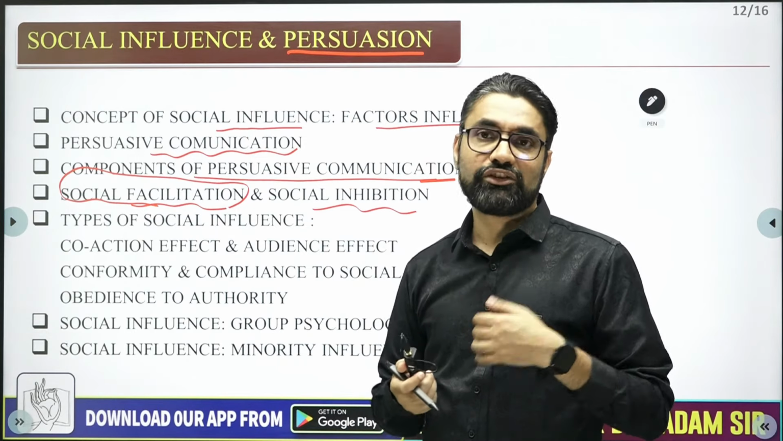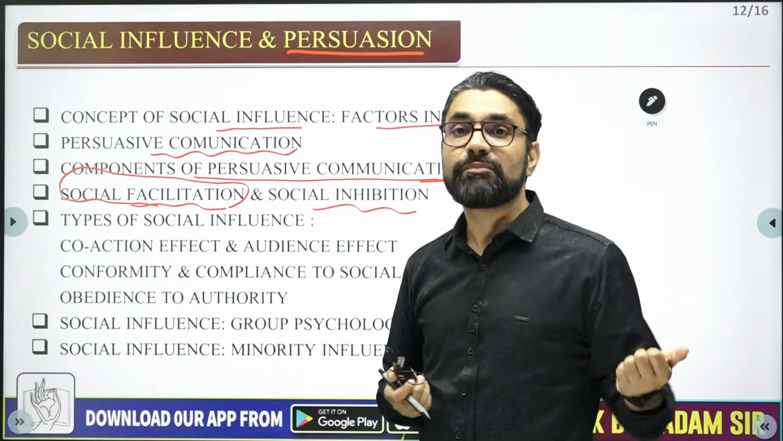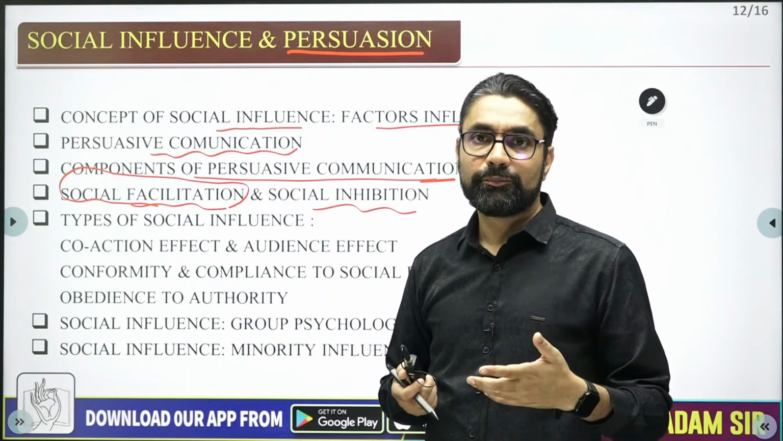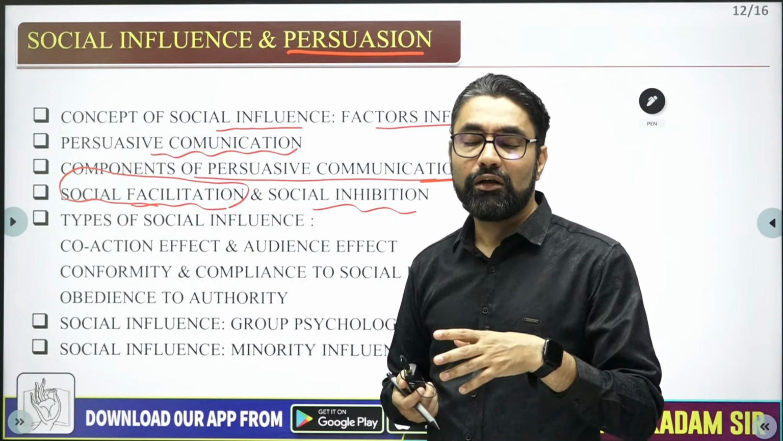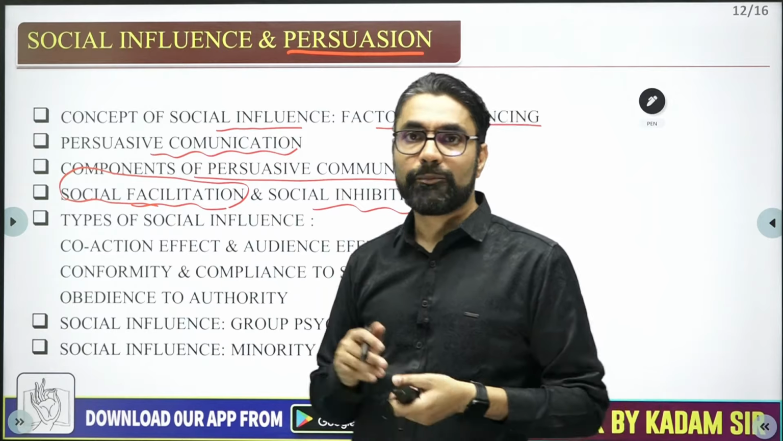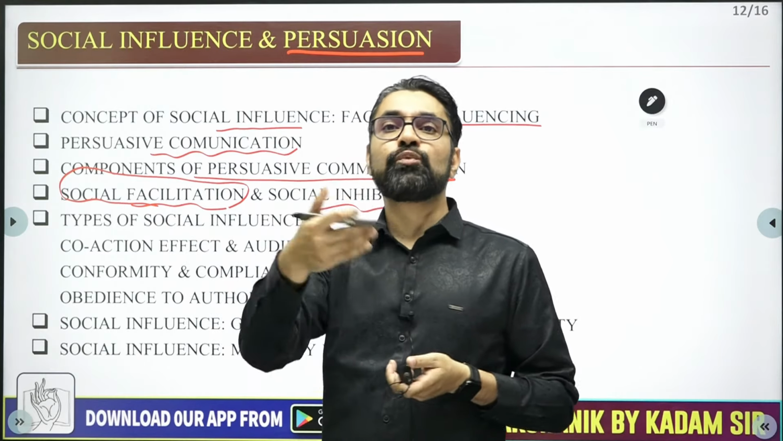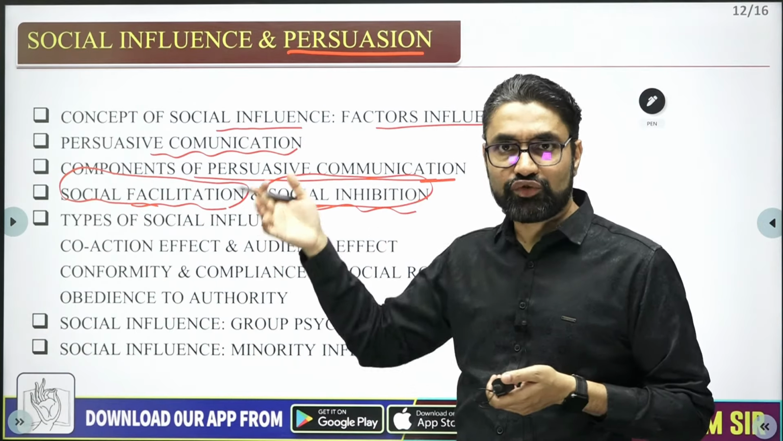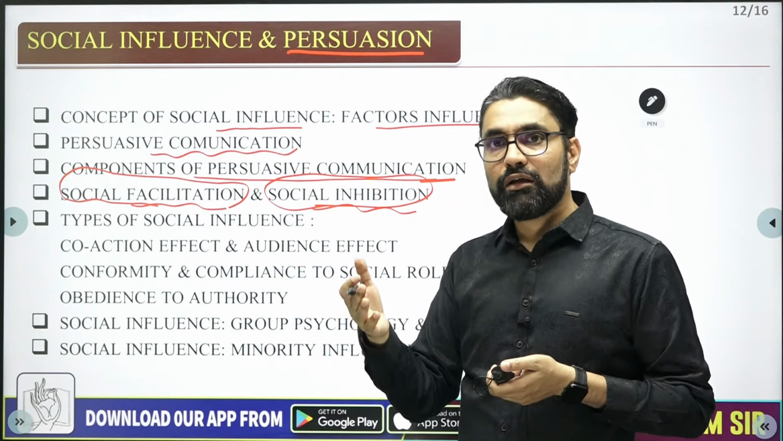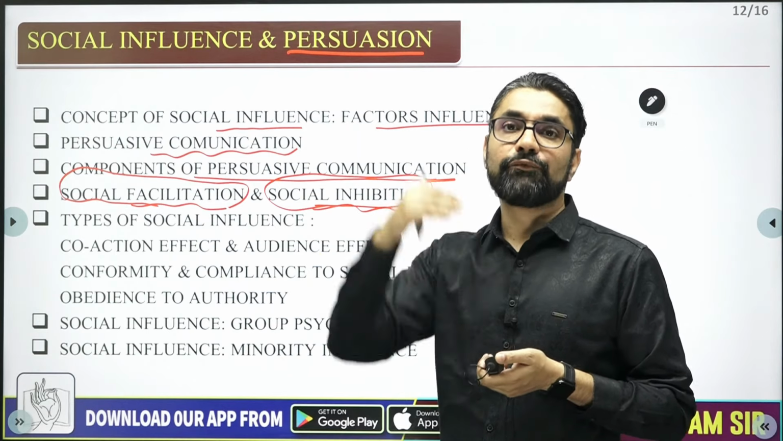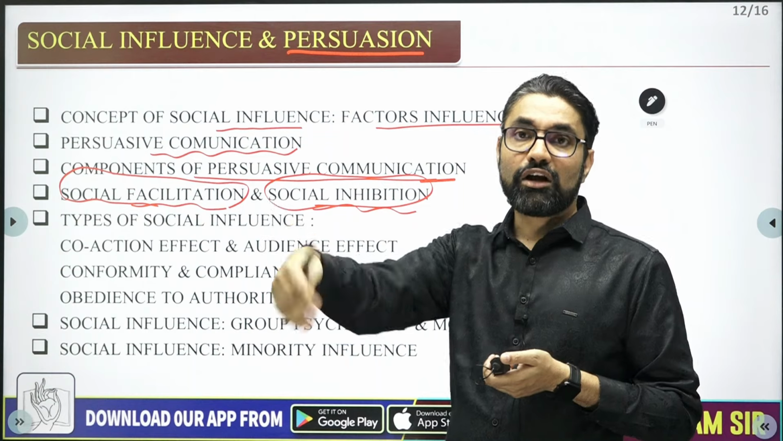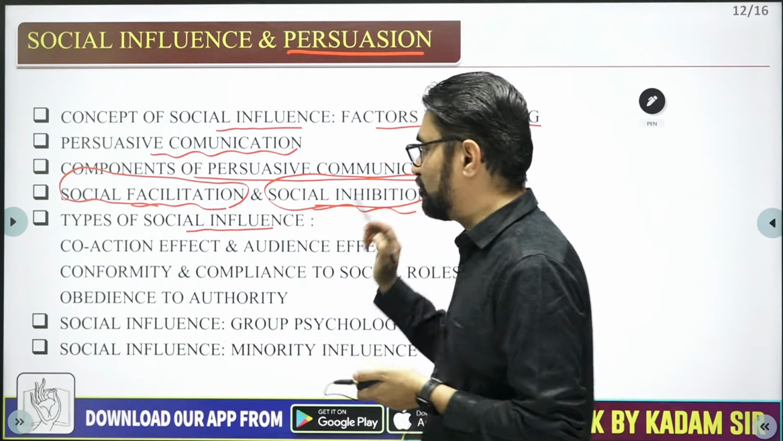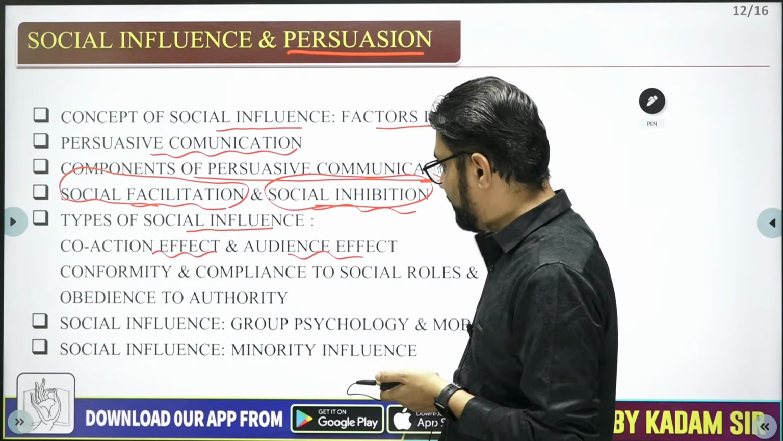But suppose there is a chess match going on, and there is a lot of noise, people are shouting, etc. Then automatically, the performer won't be able to concentrate, and due to social influence, his output and productivity will get reduced. That is social inhibition. So how social influence causes this, we'll discuss. Two ways of social influence: either they facilitate our productivity or they inhibit it.